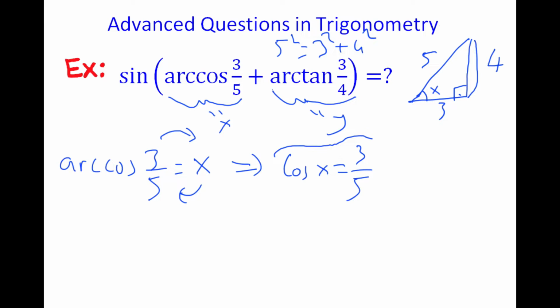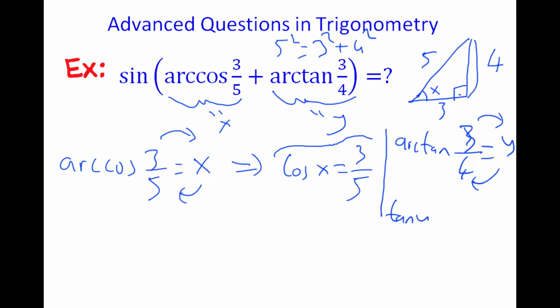Let's take a look at the second term, which is arc tangent. Let me write it here: arc tangent 3 over 4. Suppose that this is y, and we're going to do the same thing. We will switch those terms, and then we're going to have tangent y equal to 3 over 4. So if this angle is y, we see that tangent y is 3 over 4, which is opposite divided by adjacent. That means we are talking about the same right triangle.